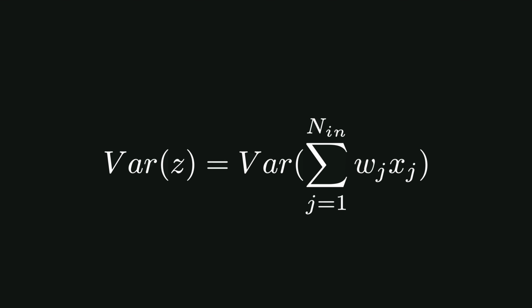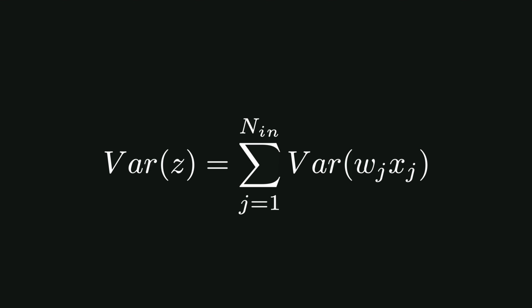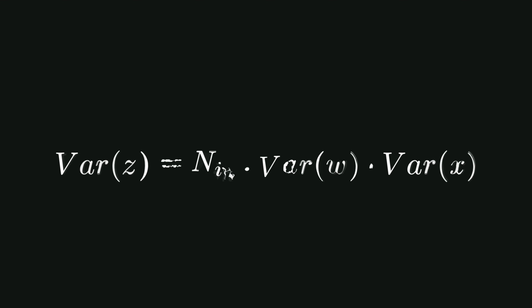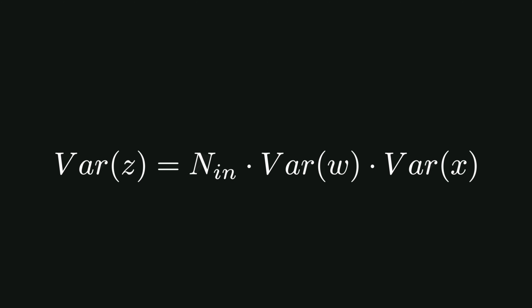And if the input random variables are independent, the summation can come out. The variance of the sum becomes the sum of the variances. This is a basic property of random variables from statistics. Next, if both random variables are independent and have a mean of 0, which is true in our case, then the variance of the products can be written as the product of their variances. Now, if the variances of the weights and the inputs are assumed to be stable and close, we can directly multiply the total number of inputs n in by these two variances.